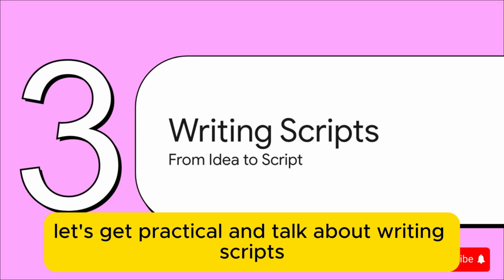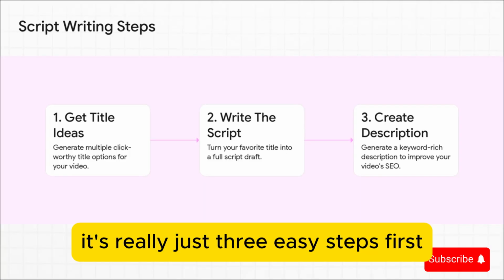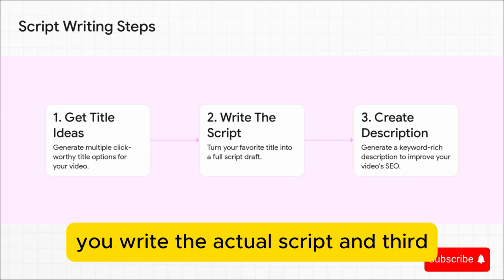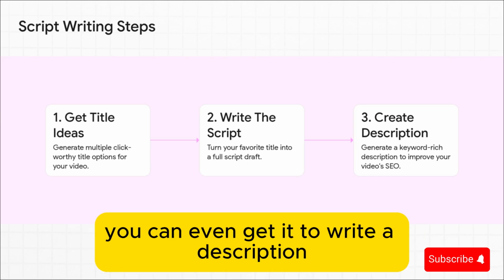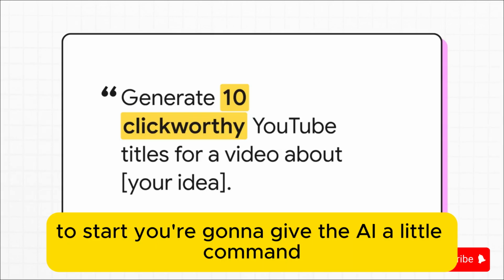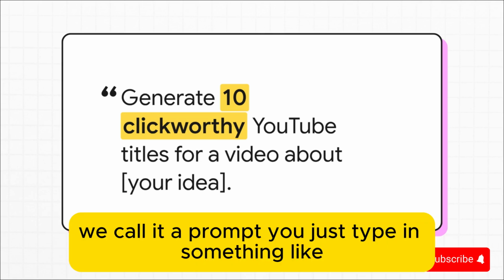Okay, so that all sounds good, but how does it actually work? Let's get practical and talk about writing scripts. It's really just 3 easy steps. First, you get some title ideas. Second, you write the actual script. And third, you can even get it to write a description for your video. The whole shebang. To start, you're going to give the AI a little command. We call it a prompt.